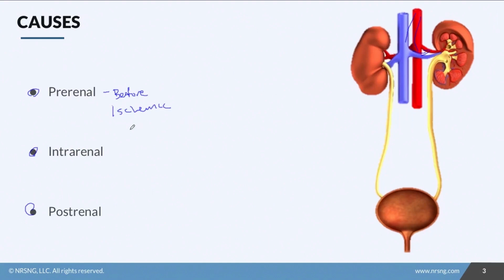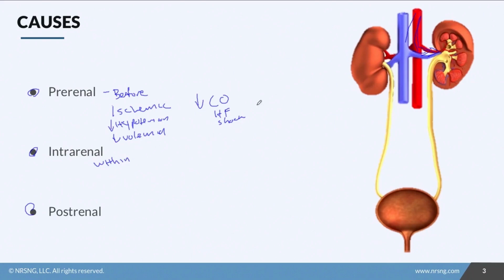Now, some causes of prerenal kidney injury would be hypotension, hypovolemia, or any decrease in cardiac output. So you would see things like heart failure or shock. So things that are decreasing our blood volume into our kidneys, which is then going to cause that prerenal damage.